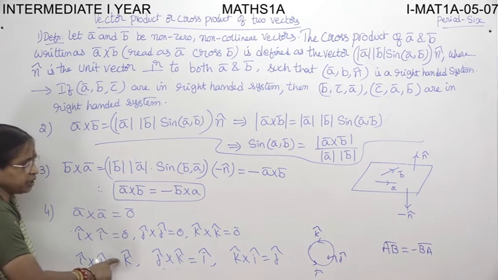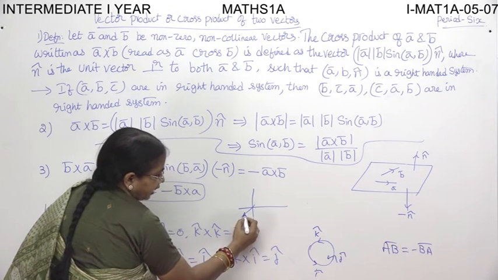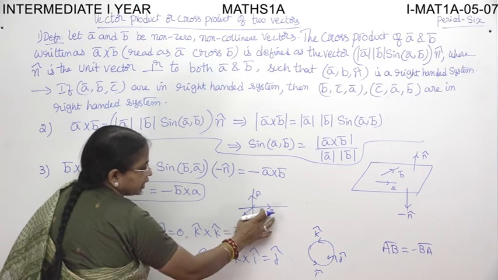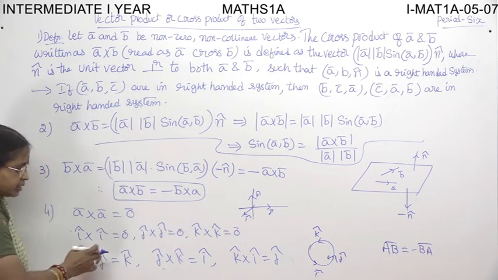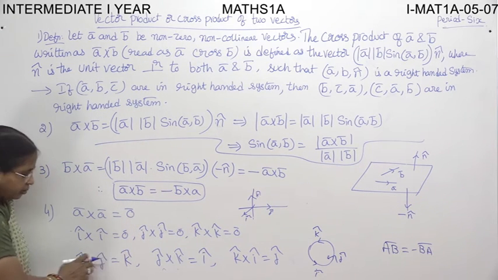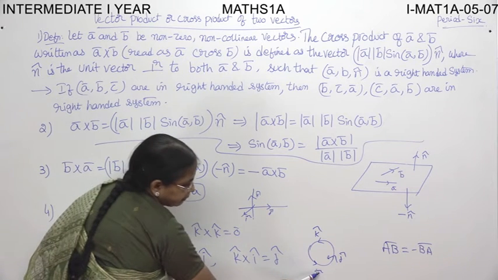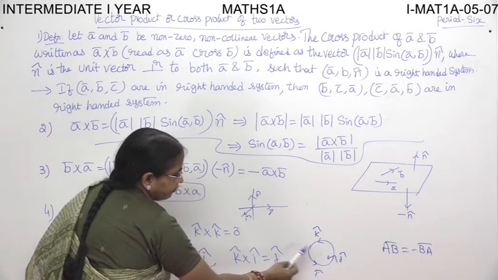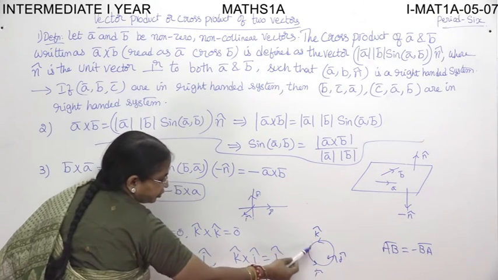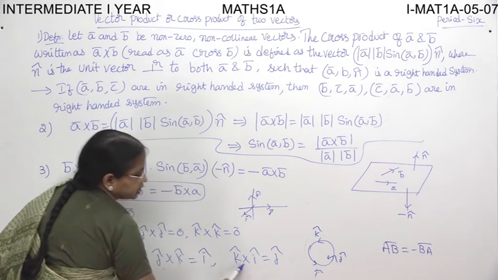Next, I cross J is K, because in the coordinate system you have I is like this, J is like this. So the perpendicular vector to both I and J will be K. So I cross J is K. Again, when the rotation is from I to J to K, you will write the third vector. So it is J cross K. J and K are in this direction only. So J cross K is I. Similarly, K cross I will be J, like that.